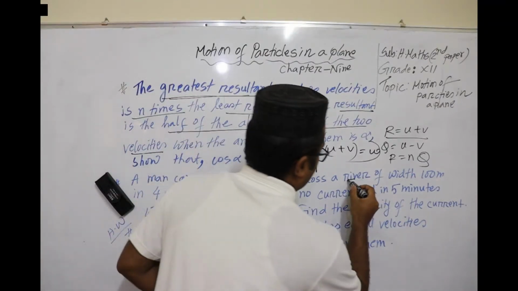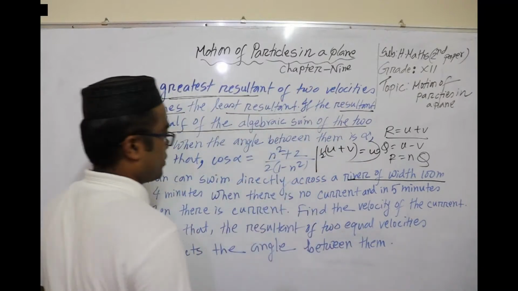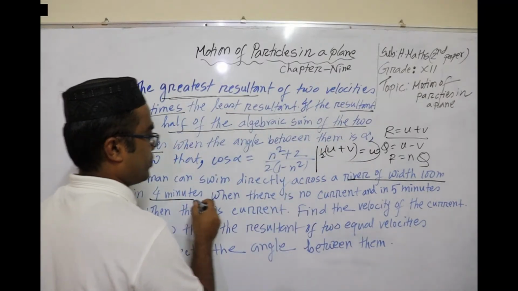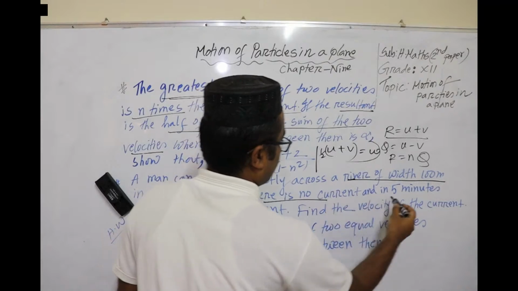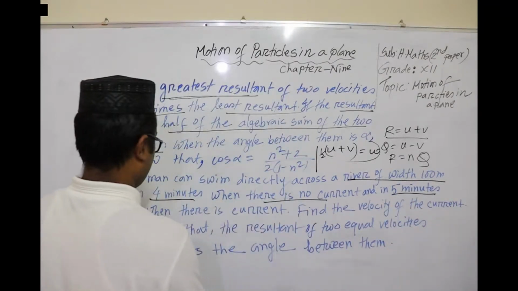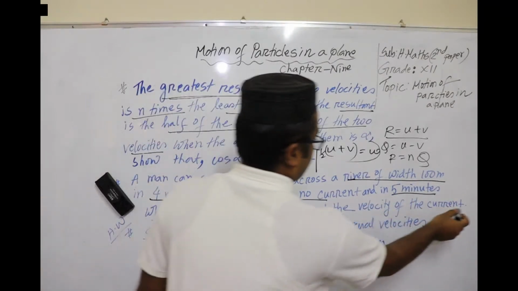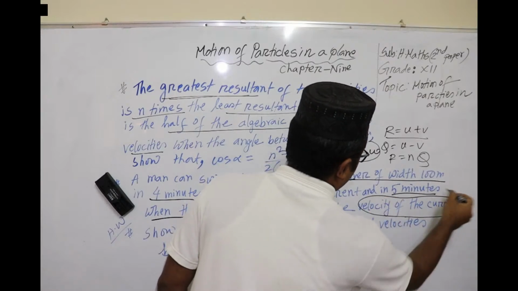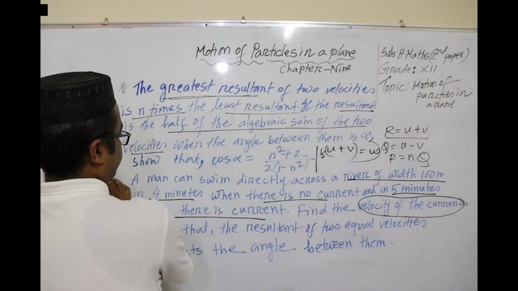You can remember this one here. Width of the river 100 meter, time 4 minutes when there is no current, and 5 minutes when there is current. Find the velocity of the current. You have to find u. Okay.